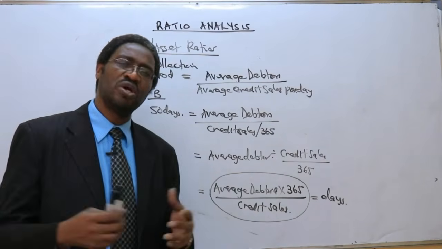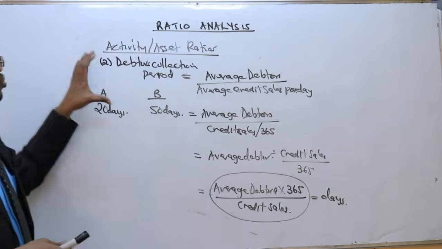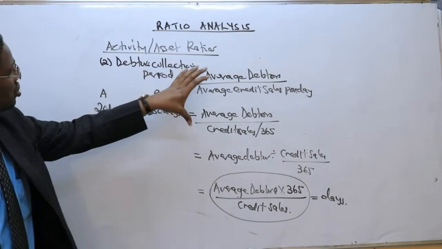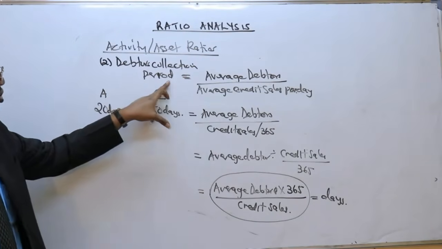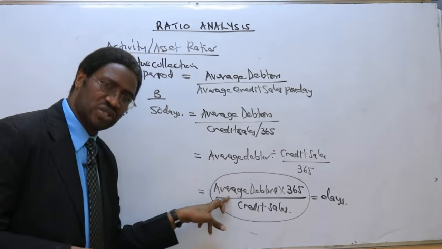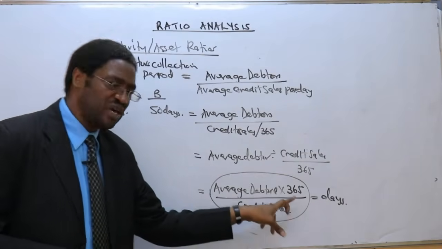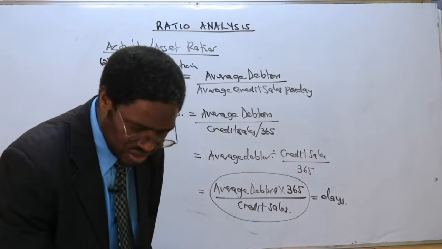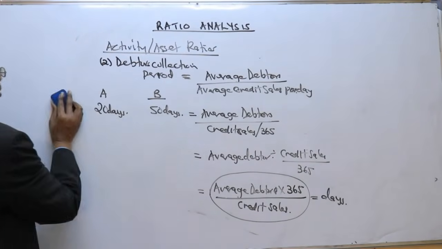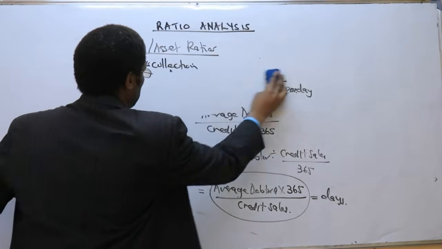So that's all for that ratio. We are through with the second ratio, which we are calling the debtors collection period. To get the debtors collection period, we shall be taking average debtors, multiply that by 365, and divide that by credit sales. So I now go to ratio number 3.